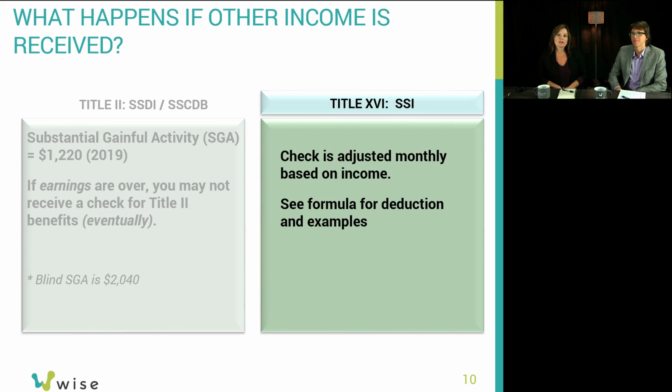What happens if other income is received? For people that are on Title 16 SSI benefits, the check is adjusted monthly based on the income that is received. And we're going to go through a formula with some examples after we talk a little bit about the living arrangement, just so that people understand the impact and what happens when other things are provided that help somebody take care of those basic needs.